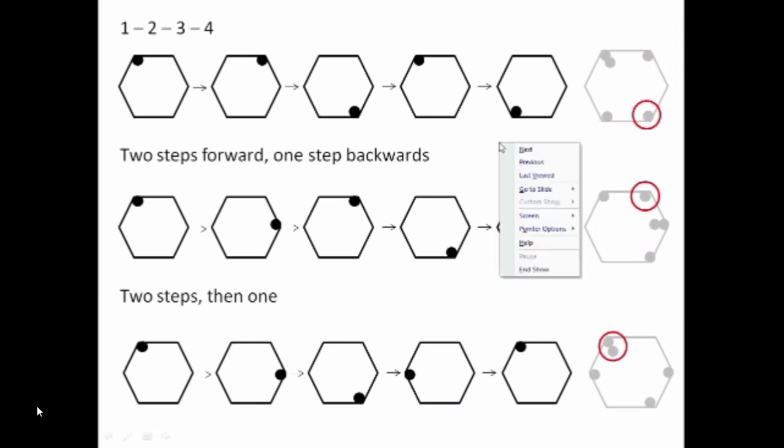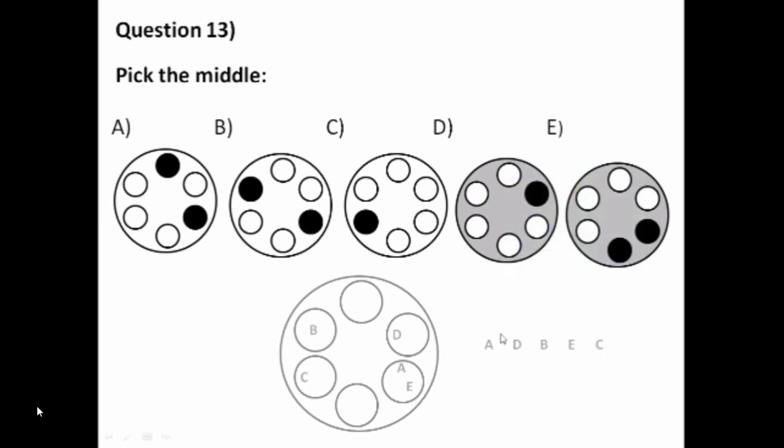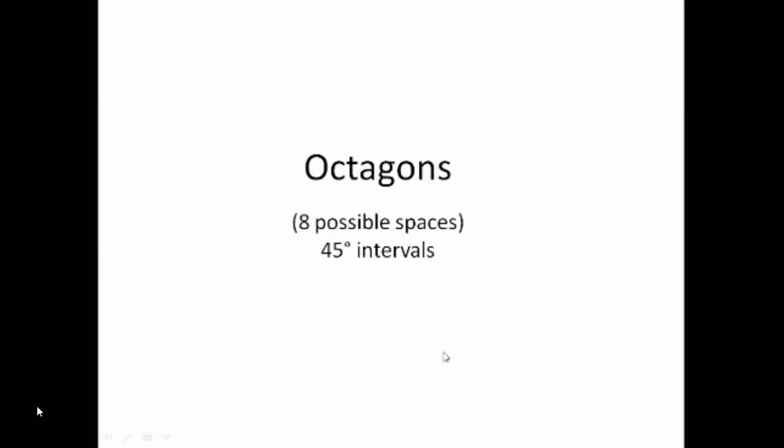So if we go back to the question now, we can see that that means the correct answer would either be A, E, or B. And from this sequence, the middle is B, so that works. So you'd go for B. And the final shape we'll look at is octagons.